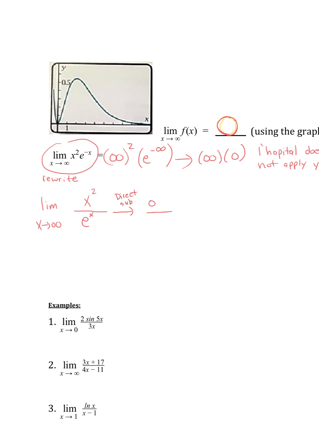Now, when I do direct substitution, I get infinity squared all over e to the infinity. If I take a really big number and square it, I still have a really big number. I'm going to represent that with infinity. And if I now raise e to a really, really big positive number, that's going to give me an even bigger number. So that's going to be infinity over infinity. So this right here tells me that L'Hopital's rule does apply now. Okay, so now we're ready to go.